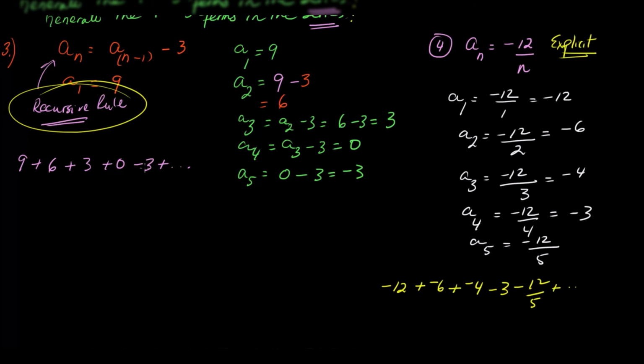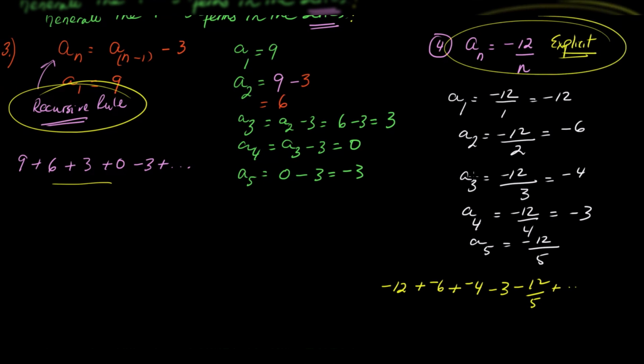So this was an example of a recursive rule that helped us generate the first few terms. And this was an example of an explicit rule that helped us generate the first few terms. Inshallah, we should do some more examples next time.